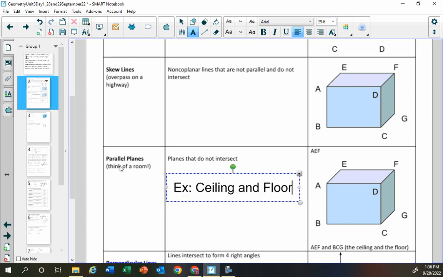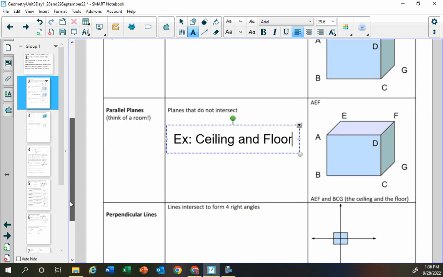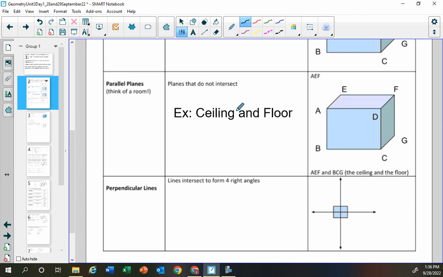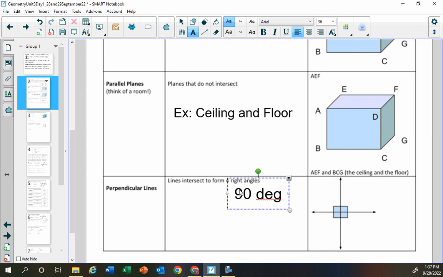So that, and then this one, perpendicular lines, they cross. Now, right angle. How many degrees was a right angle? 90. So 4 right angles. Those are 90-degree angles.